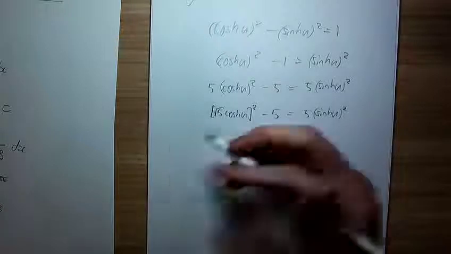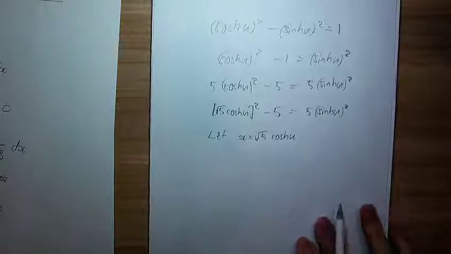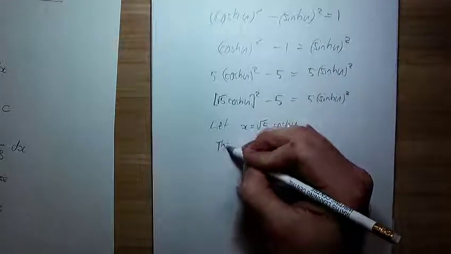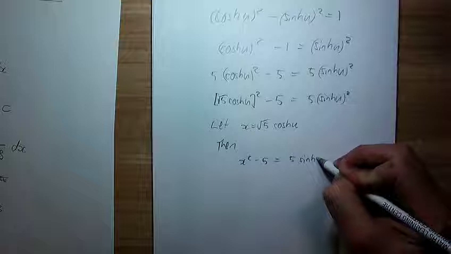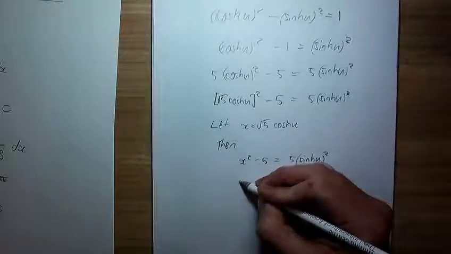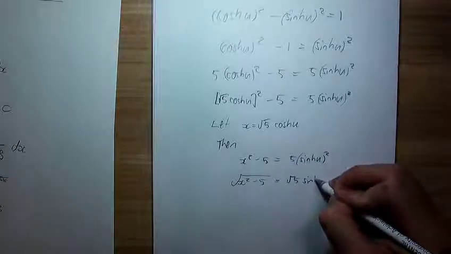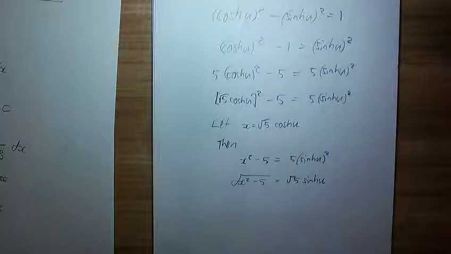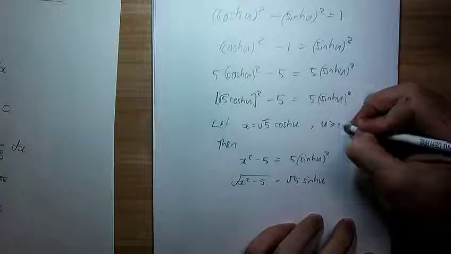Which is great. Let that be root 5 cosh u. Then we get x squared minus 5 is 5 sinh u squared, which means that root x squared minus 5 is root 5 sinh u. Now, sinh has to be positive, which means the u has to be positive. Sinh is positive when the thing inside it is positive, and negative when the thing inside it is negative. So that means that back here I need u to be greater than or equal to 0.